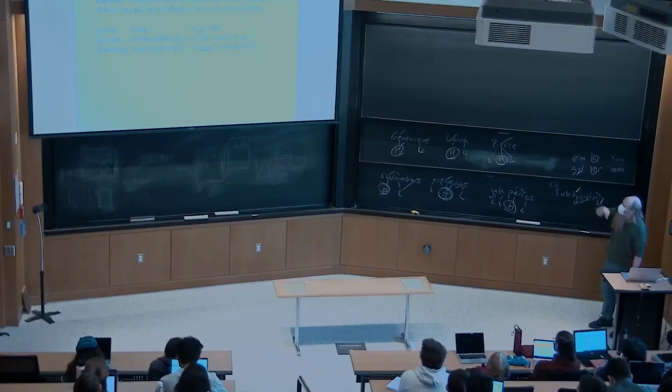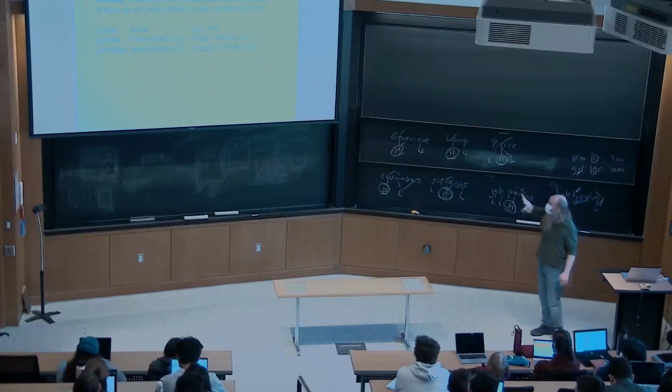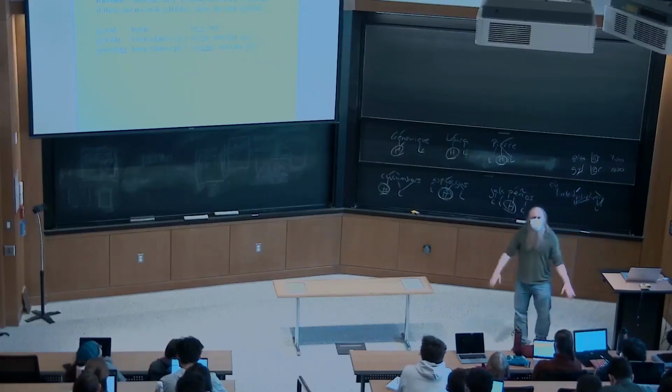So in the last example, the dative plural of nut, the stress is still on that second syllable, it's arechem, even though, as we've seen, the dative plural suffix attracts stress to itself. It only attracts stress to itself from nouns that don't themselves have lexical accent. Yeah. There, now you know more about it.